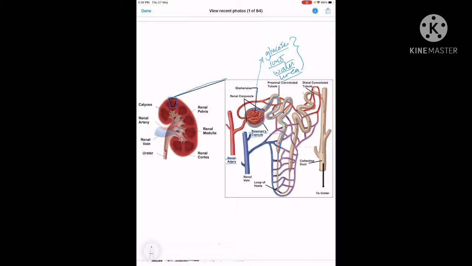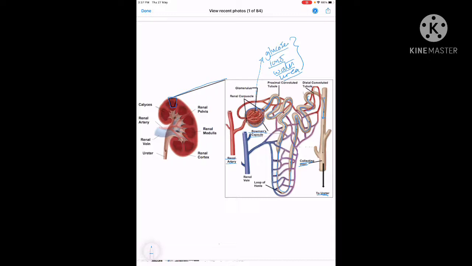Now, including the loop of Henle, all of these are the tubules of the nephrons, okay? And then only those who are able to leave to the main collecting duct will be able to slide to the ureter, and so to the bladder, and so is excreted outside the body as urine, okay?